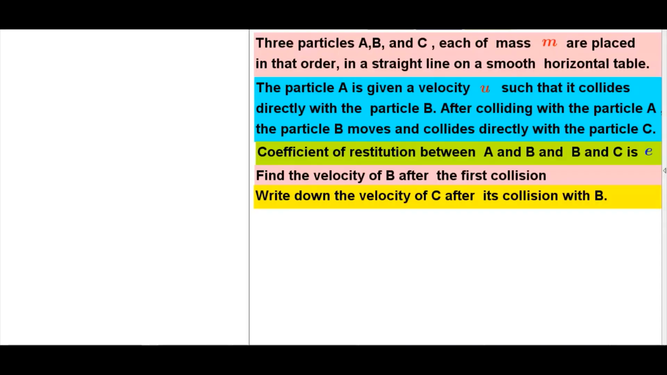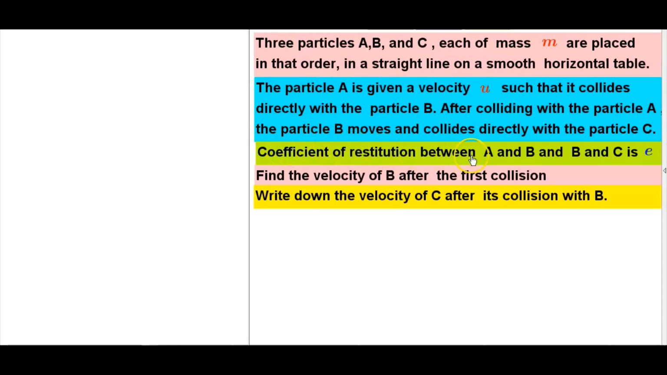Three particles A, B and C, each of mass m, are placed in that order in a straight line on a smooth horizontal table. The particle A is given a velocity u such that it collides directly with the particle B. After colliding with the particle A, the particle B moves and collides directly with the particle C.